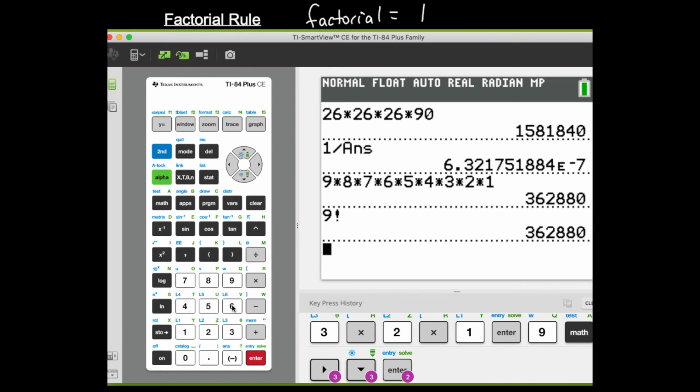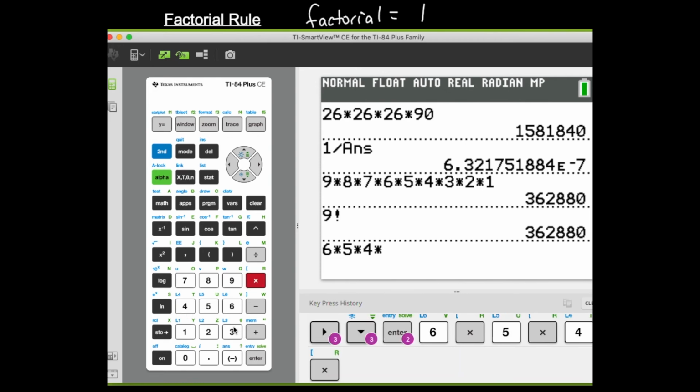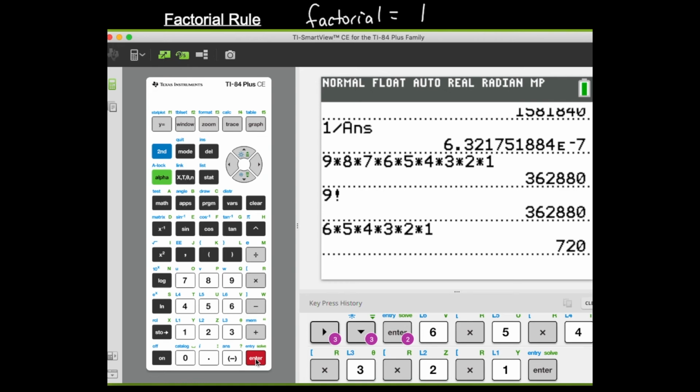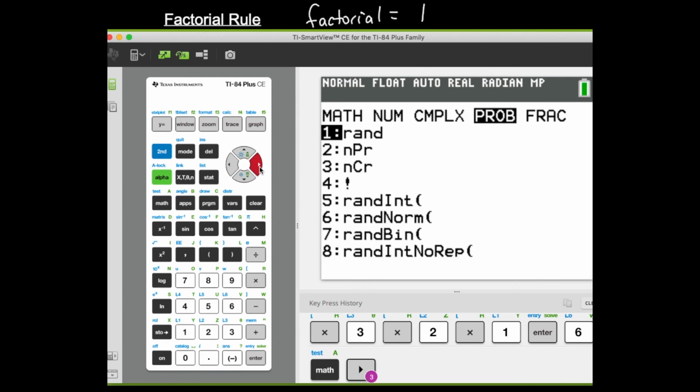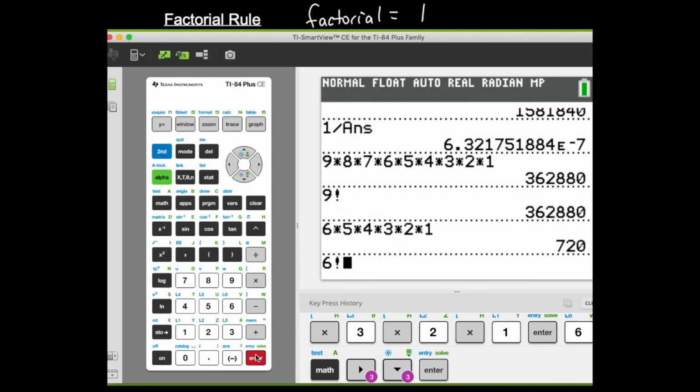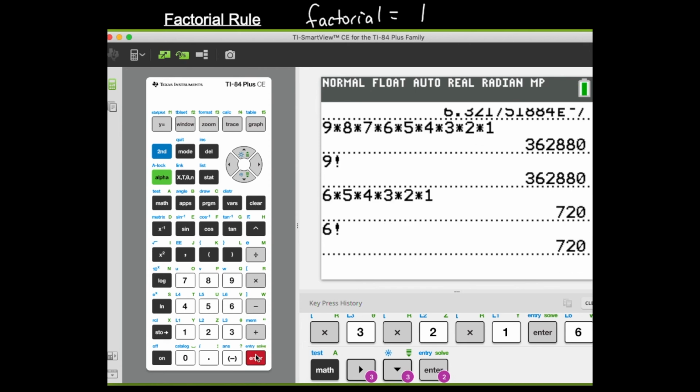Let's just do another example. Let's say 6 factorial. 6 times 5 times 4 times 3 times 2 times 1, right? Or what's faster? Use my factorial key. Start with whatever you're factorialing, that's not a word, but I made it up. 6. Then I go to math. Then I scroll over to PROB. Then I pick up my factorial symbol by scrolling down to that one and then enter. So it says 6 exclamation point, 6 factorial, and then enter, 720.